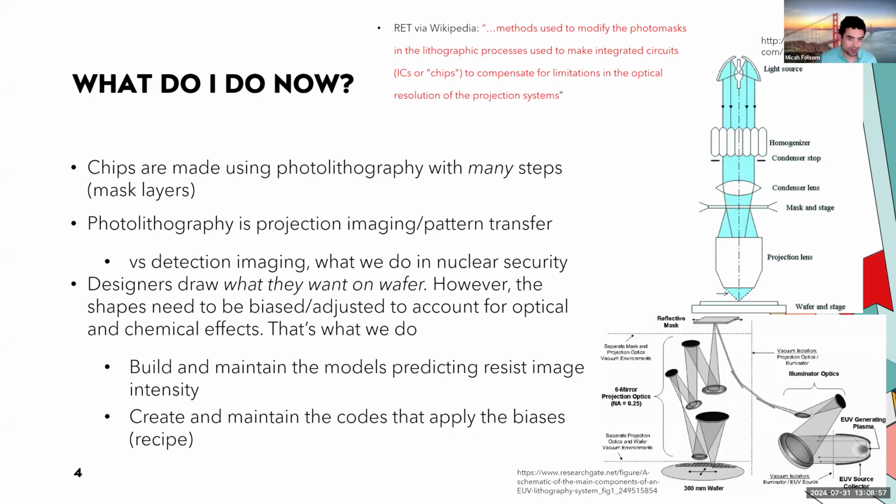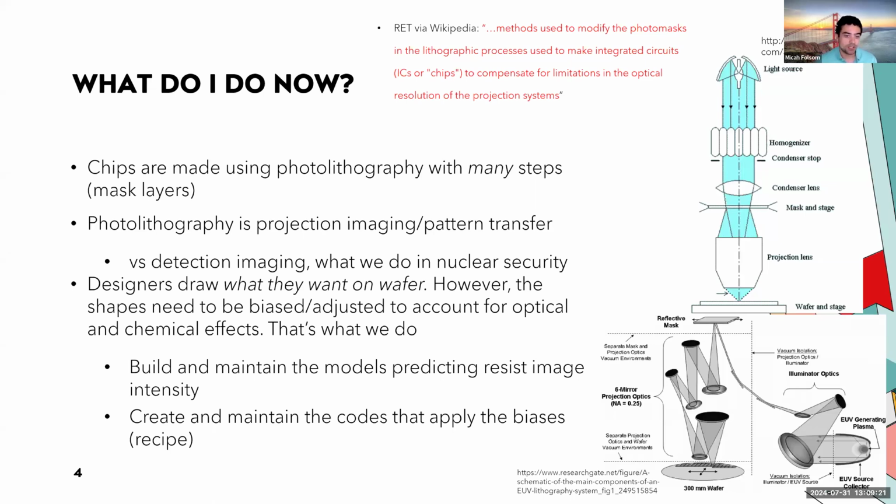So chips are made with photolithography. This is a projection imaging technique, whereas in radiation detection, we tend to do detection imaging. So think of the problem in reverse. You control the source and the pattern, and now you want, with high fidelity, to reproduce that pattern on a surface. In this case, this is the wafer. And you want to do so with very, very small feature sizes.